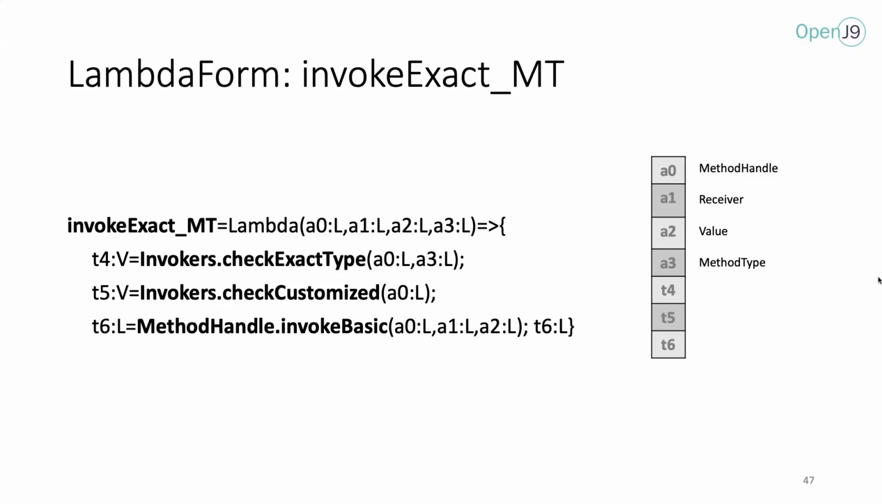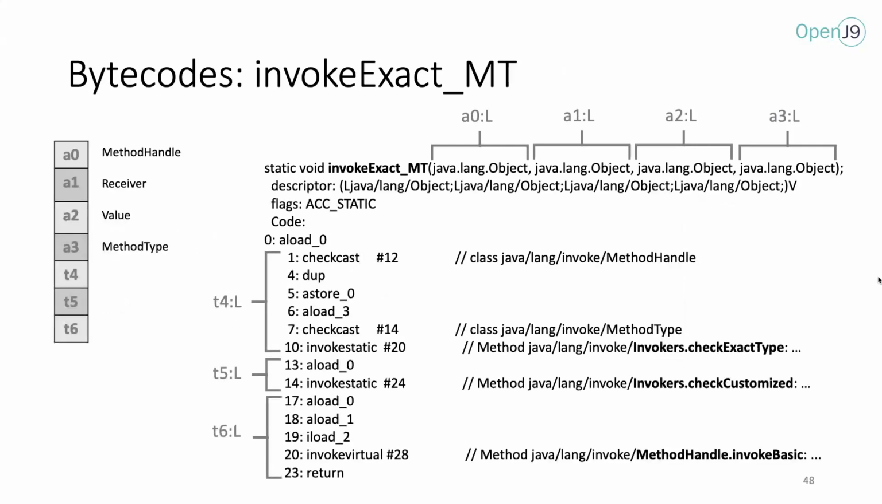And the last expression is T6, which just says method handle invokeBasic, which means that we want to run that method handle. I think we will cover more details about invokeBasic in one of the next slides. Before we do that, let's look at the bytecodes for this generated Lambda form.